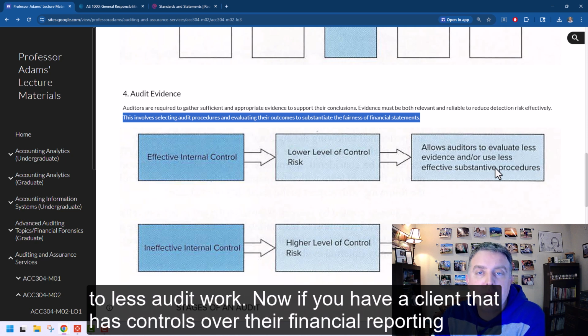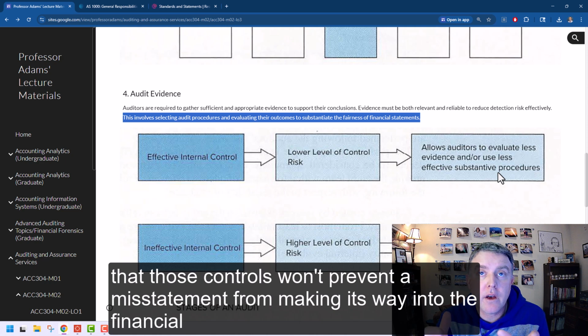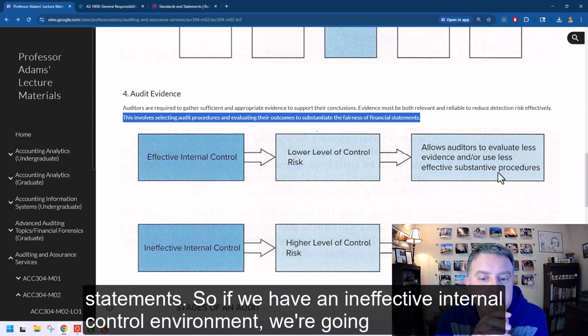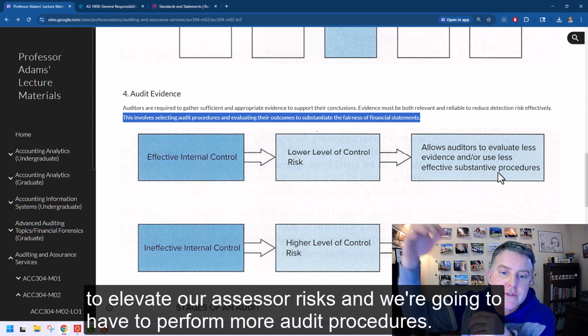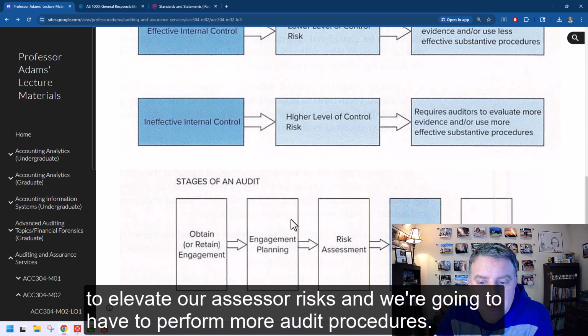work. Now, if you have a client that has controls over their financial reporting process and those controls are not operating effectively, they're not very good, then we are more concerned that those controls won't prevent a misstatement from making its way into the financial statements. So if we have an ineffective internal control environment, we're going to elevate our assessed risks, and we're going to have to perform more audit procedures.